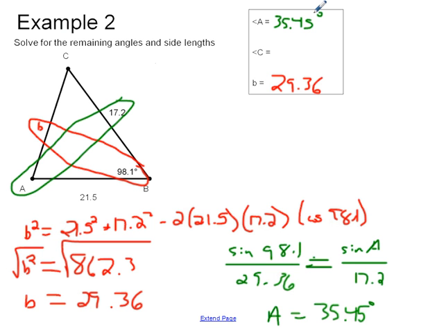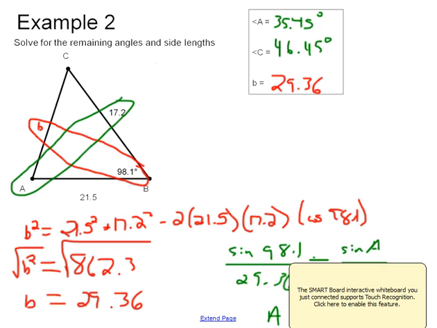Okay, so on the last one, you take 180 minus your 35.45 minus your 98.1, and you will end up with 46.45 again. Alright, so there's our answers. So those are the first two, like I said, where you have an angle measure and the two side lengths.